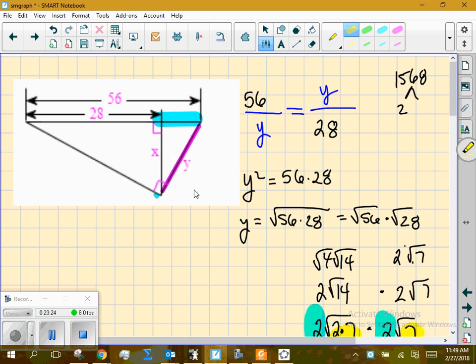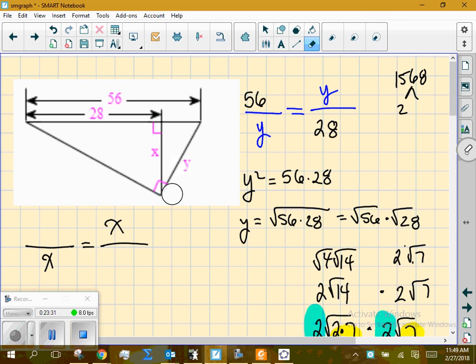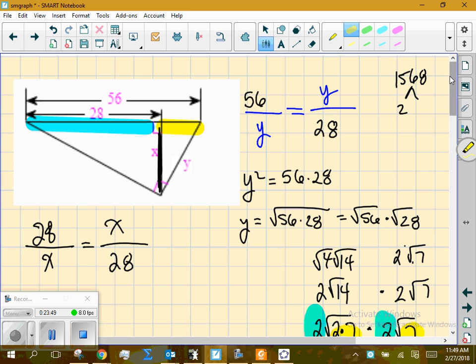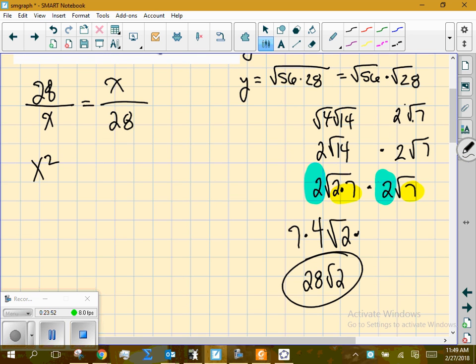The x value. Okay, so now we're looking at this thing here, right? It is the geometric mean between what two things? At 28, right? And that distance there, which is also 28. Be intelligent about this, guys. x times x would be x squared, right? 28 times 28 would be 28 squared. Square root both sides. It goes away. Gives me x. Those cancel out because they're inverses, and it gives me 28, okay?